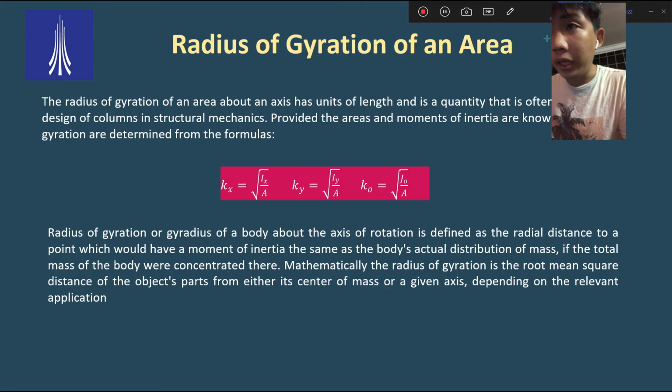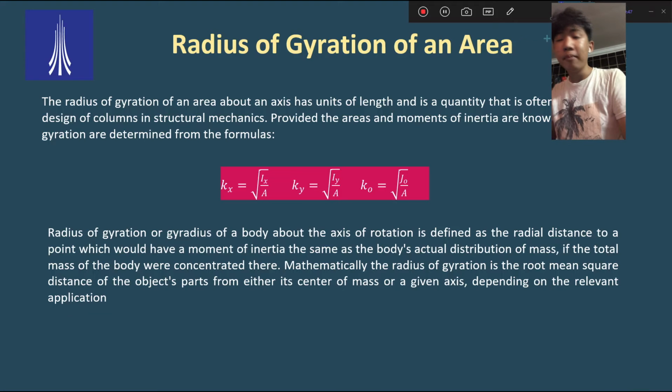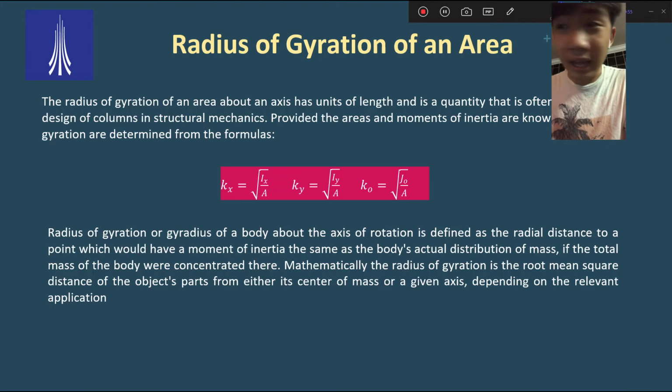Moving on to the next concept, the radius of gyration of an area. The radius of gyration of an area about an axis has units of length and is a quantity that is often used for the design of columns in structural mechanics. Provided the area and moment of inertia are known, the radii of gyration are determined by the formulas kx equal to the square root of Ix divided by A, ky equal to the square root of Iy divided by A, and k_O equal to the square root of J_O divided by A.